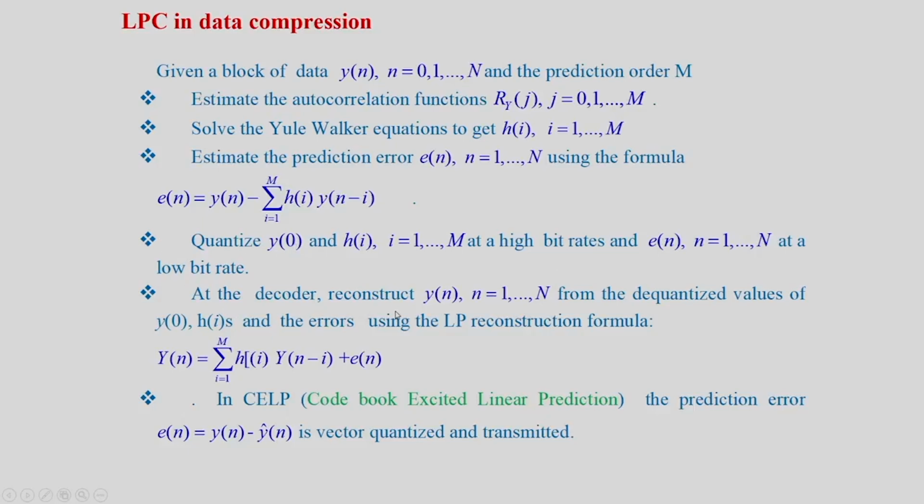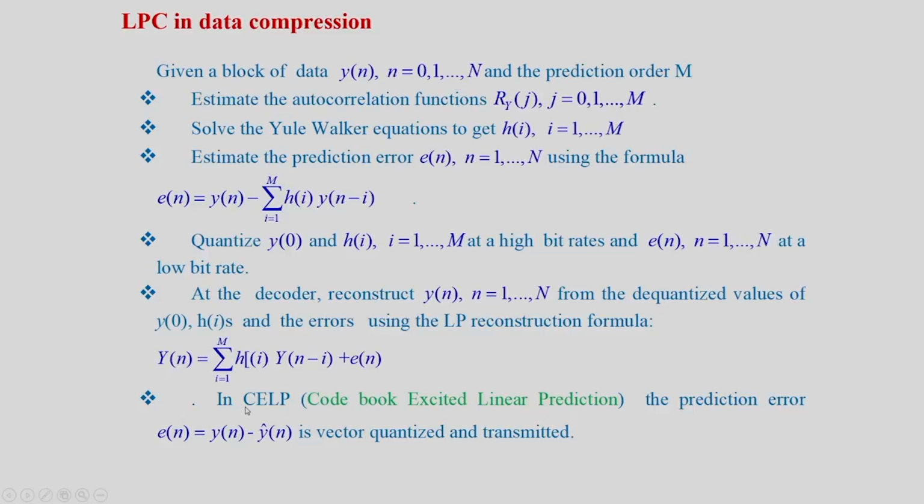At the decoder, we will reconstruct y[n] from the dequantized values of y[0], h_i's and the errors using the LP reconstruction formula that we know: y[n] is equal to summation h_i into y[n minus i] plus e[n], i going from 1 to m. So, if we use this formula, we can reconstruct the y[n] sequence. So, this is the basic outline of the LPC coding.